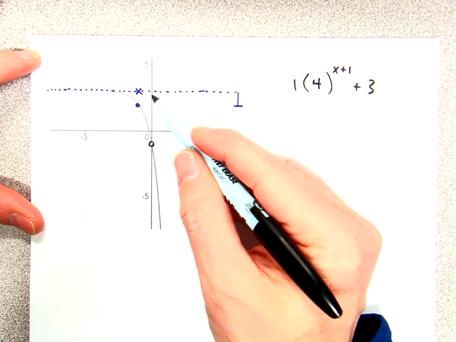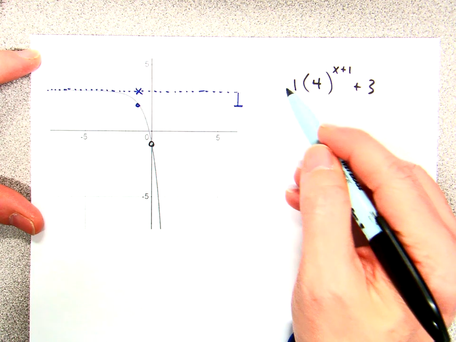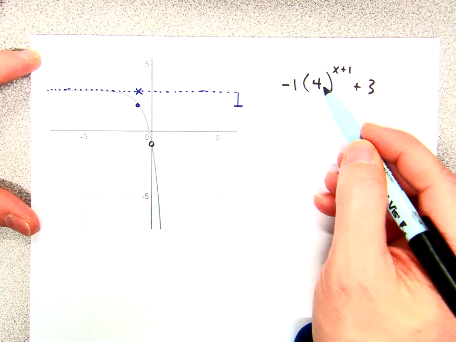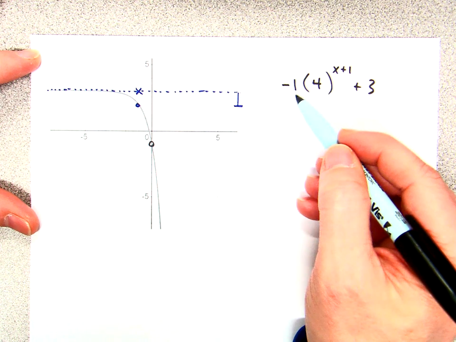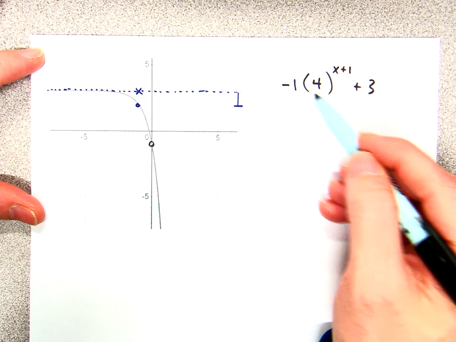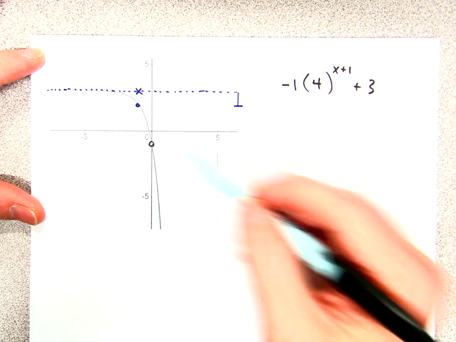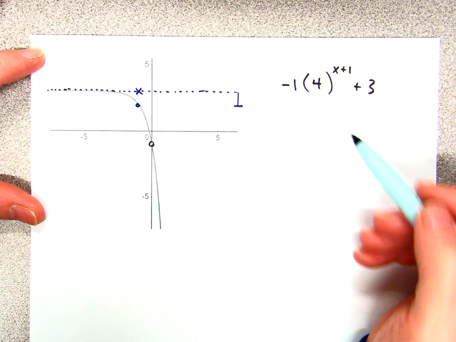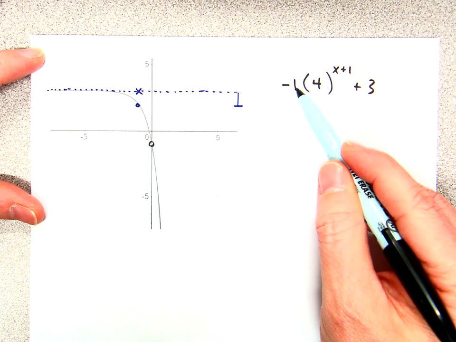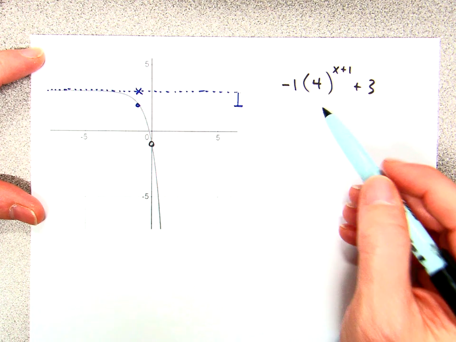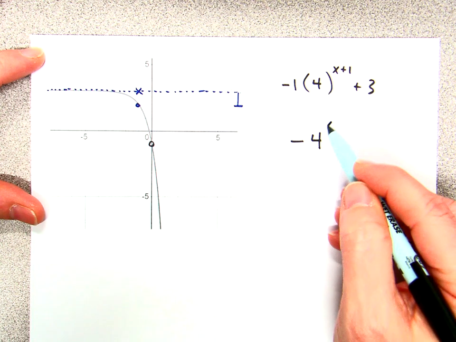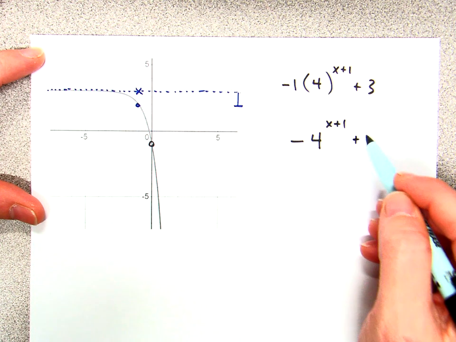But what makes it negative is that a could be a negative 1. Because the base of an exponential can't be negative, but the a value, the initial value, can be. So it is a distance of 4, so that means my base is 4. But since I went down, I'll put that negative on the a value. Okay. So I don't necessarily need the 1. I don't necessarily need the parentheses, right? So I'm just going to say negative 4 to the x plus 1, plus 3.